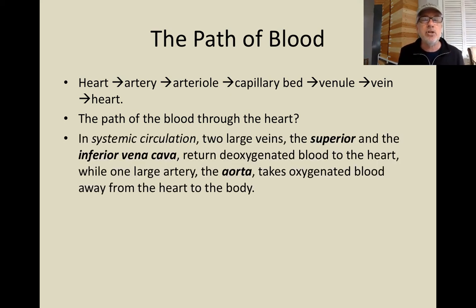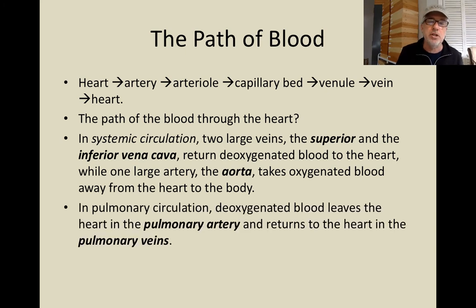In systemic circulation, two large veins, the superior and the inferior vena cava, and I'll show you those in a second, return deoxygenated blood to the heart, while one large artery, which is called the aorta, takes oxygenated blood away from the heart and off to the body. That's systemic circulation. In pulmonary circulation, deoxygenated blood leaves the heart in what's called the pulmonary artery. Remember, arteries take blood away from the heart, and they return blood to the heart in the pulmonary veins.